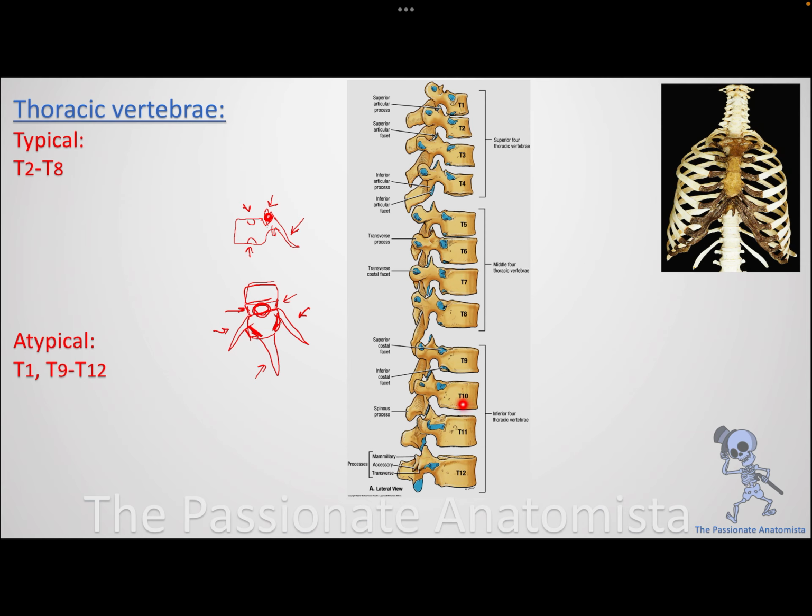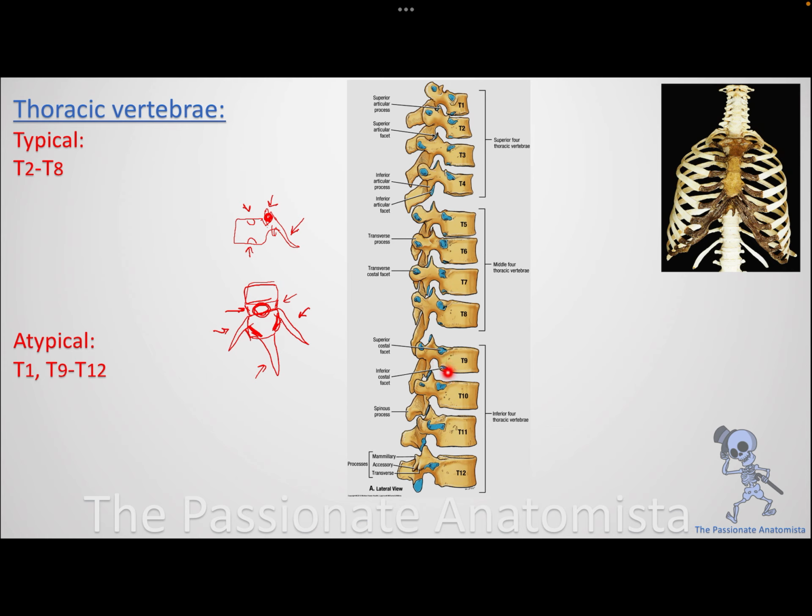But for T10, we do have a transverse costal facet because T10 is not a floating rib. But why we consider it as atypical? It's atypical because number 11 does not want to articulate with it. So we don't have a demifacet for rib number 11. So it has a complete facet.